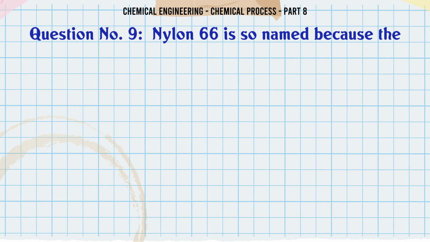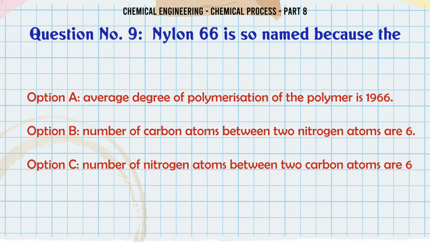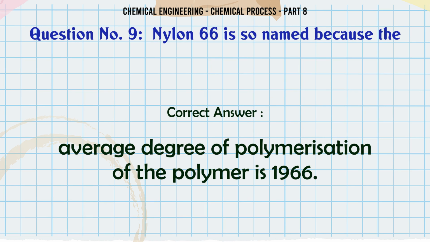Nylon 66 is so named because the A. average degree of polymerization of the polymer is 1966. B. number of carbon atoms between two nitrogen atoms are 6. C. number of nitrogen atoms between two carbon atoms are 6. D. polymer was first synthesized in 1966. The correct answer is average degree of polymerization of the polymer is 1966.